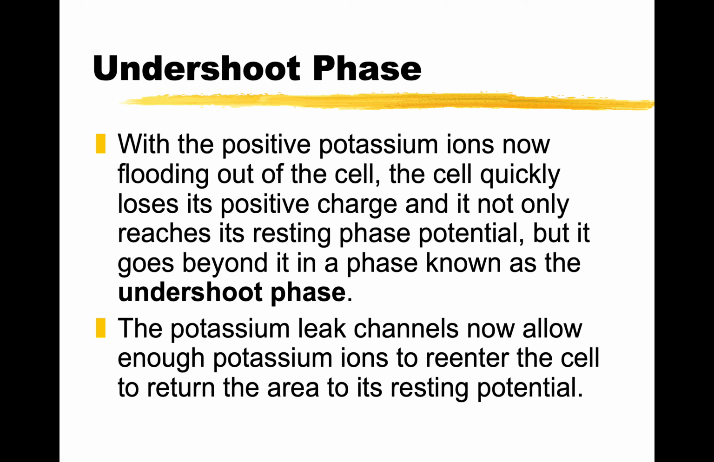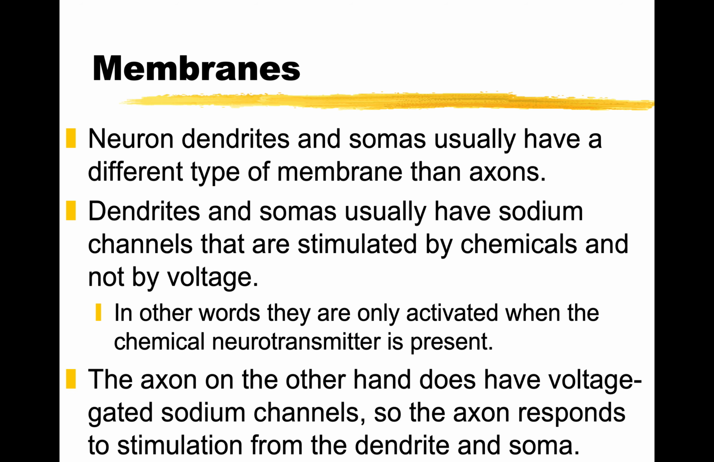With the positive potassium ions now flooding out of the cell, as we just saw in the video, the cell quickly loses its positive charge, and it not only reaches its resting potential, but it goes beyond it in a phase known as the undershoot phase. So there's an overshoot and then there's an undershoot. The potassium leak channels now allow potassium to re-enter the cell to return to its resting potential.